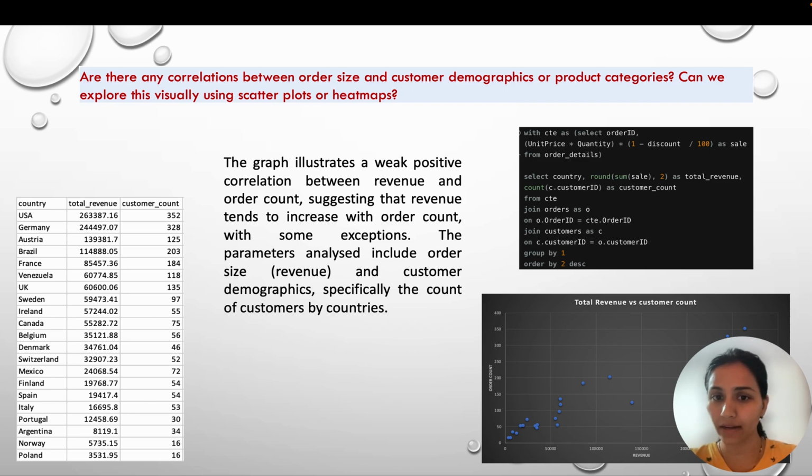Now plotting a scatter plot graph for the total revenue and customer count, we are visualizing that there is a weak positive correlation between revenue and order count.